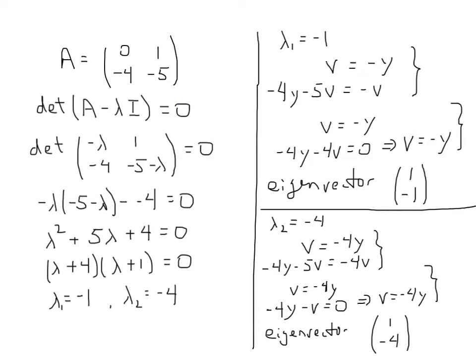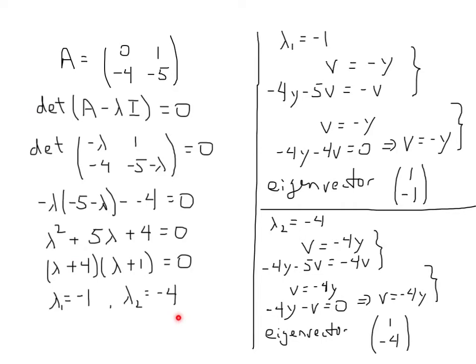So now on this slide I've already computed our eigenvalues and eigenvectors. Again, this is our characteristic equation, which leads to our characteristic polynomial. And when I factor the polynomial, I find two distinct real eigenvalues, lambda 1 equals -1 and lambda 2 equals -4. Then I go through the procedure of finding the eigenvectors.